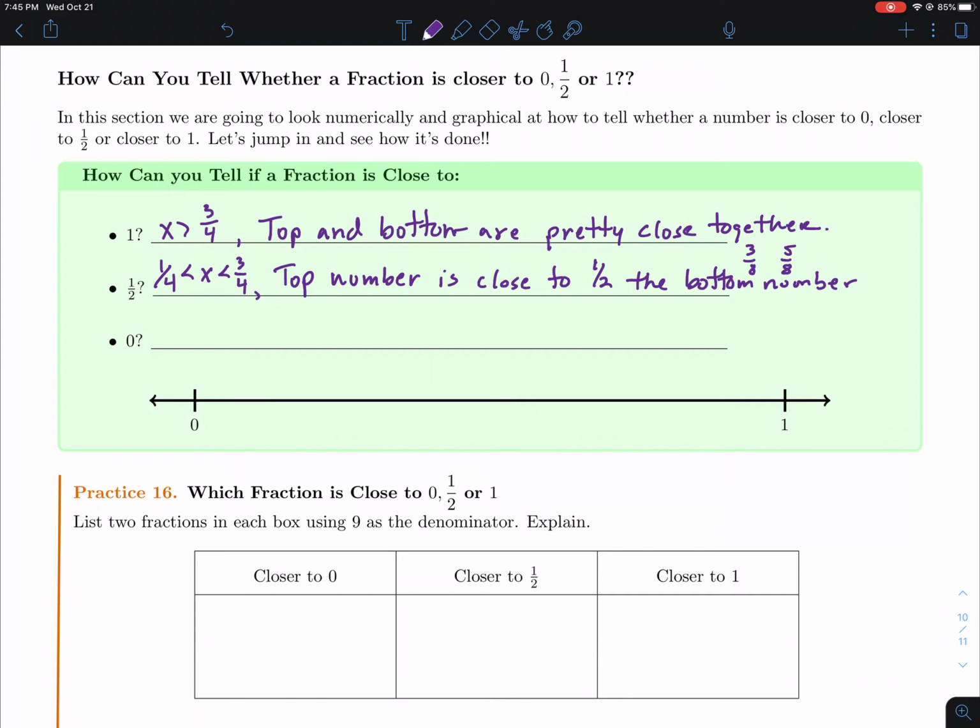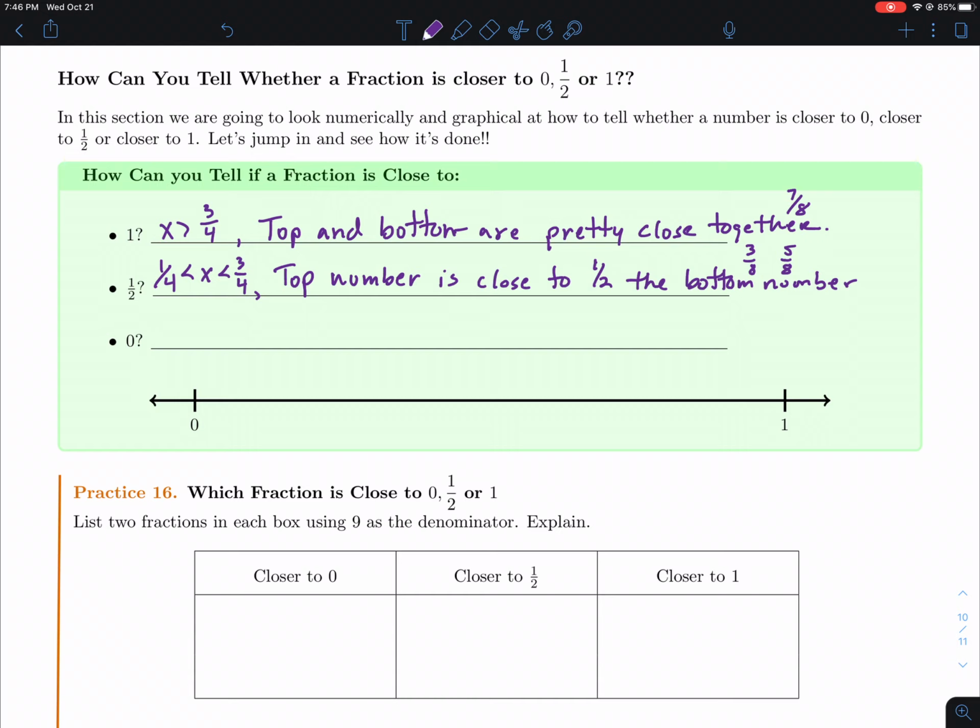Same thing, 5 over 8 would be a little bit bigger. It's bigger than 1/2, but again, it's still closer to 1/2. So if I had those two numbers, I would say they were closer to 1/2 in this case. And the top one, I don't think I wrote this down, but like 7 over 8 would technically be closer to 1 in this case.